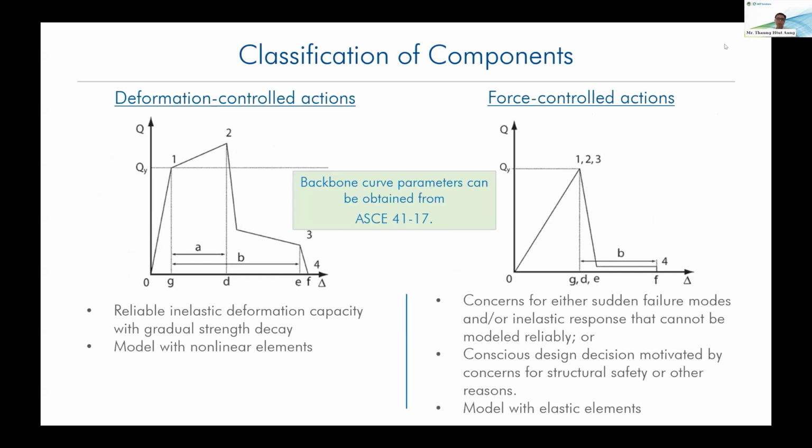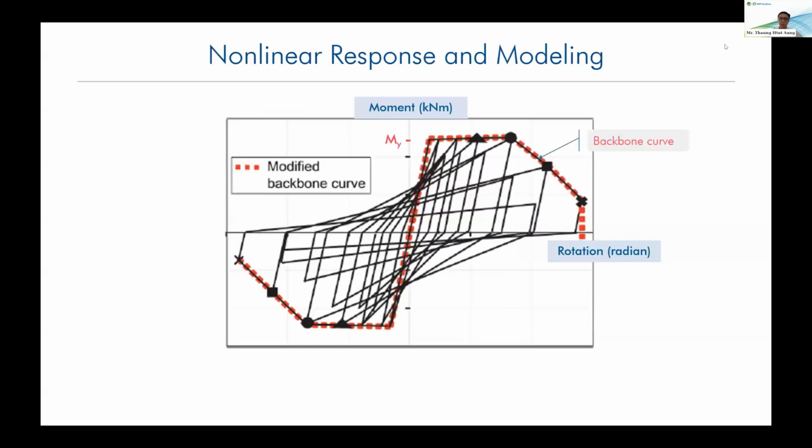To classify the actions as deformation control or force control, we have to consider their ductility. For example, the beam flexure response has ductility, so we consider it a deformation control action. But for the shear response of the beam, we cannot consider it deformation control because the response is brittle, so we consider it a force control action. To develop the nonlinear model, we need the backbone curve for the force deformation relationship. That information we obtain from ASCE 41.